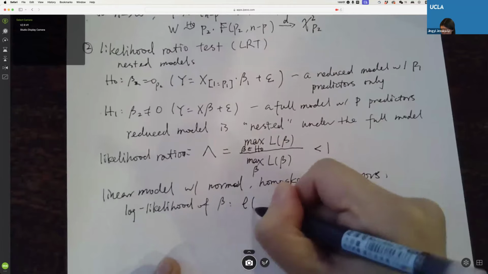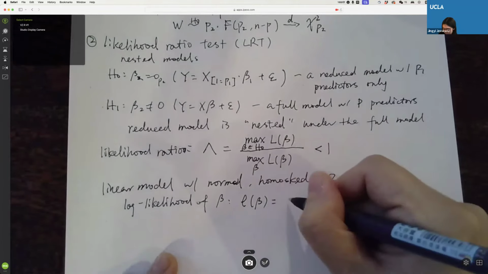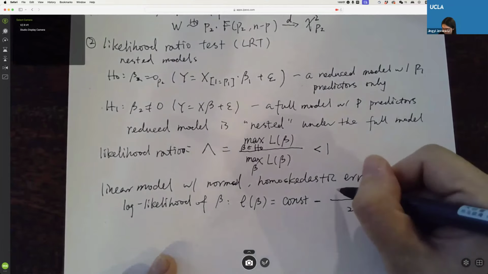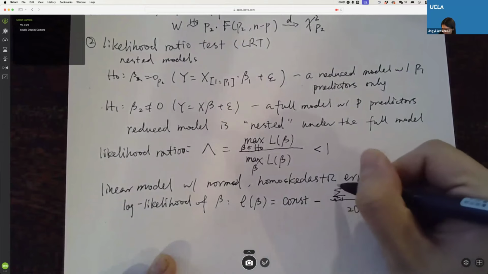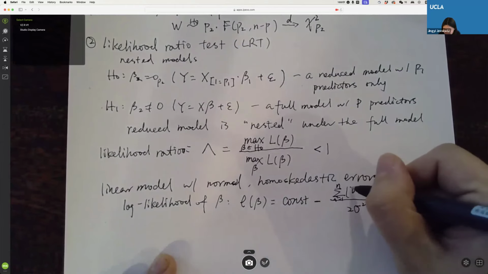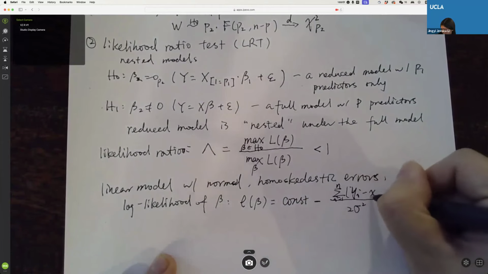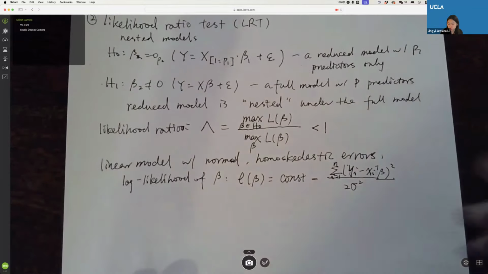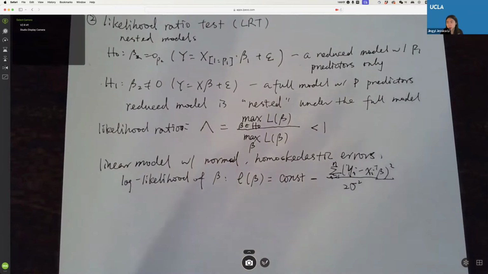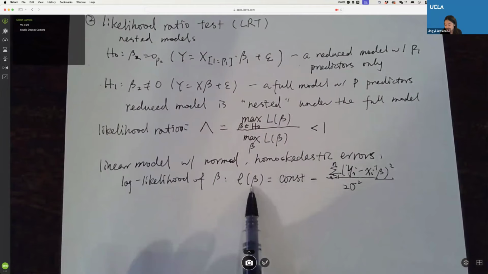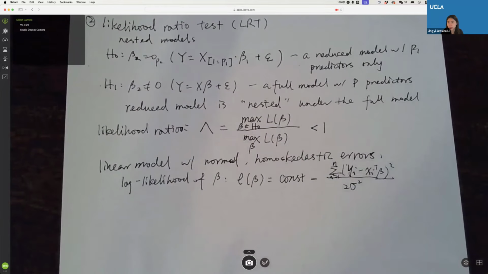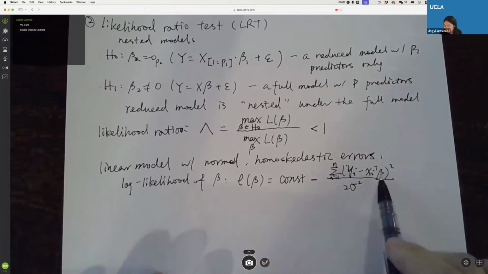So this l(beta) can be written as some constant minus the summation of (yi minus xi transpose beta) squared over 2 sigma square. This is the log likelihood, and we use the small l to mean log likelihood. By maximizing this log likelihood, it is equivalent to minimizing the square loss, and that is the OLS, ordinary least squares, and then we get a beta hat, right?